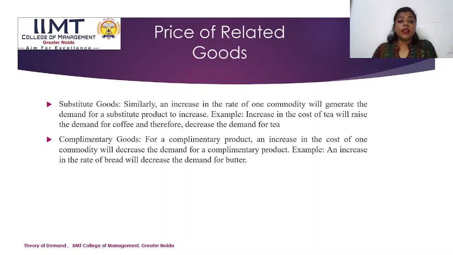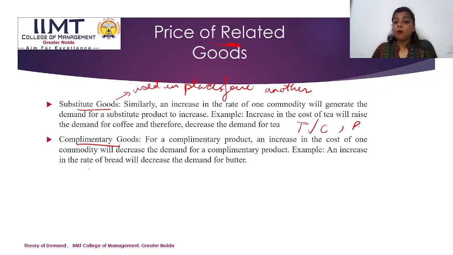Moving on to the price of related goods. Basically, related goods are of two types, that is substitute goods and complementary goods. Substitute goods are those goods which can be used in place of one another. Like if I talk about tea and coffee, or a ball pen and a gel pen. These can be used in place of one another. If I don't have a ball pen, I can use a gel pen. If I don't have a gel pen, I can use a ball pen.